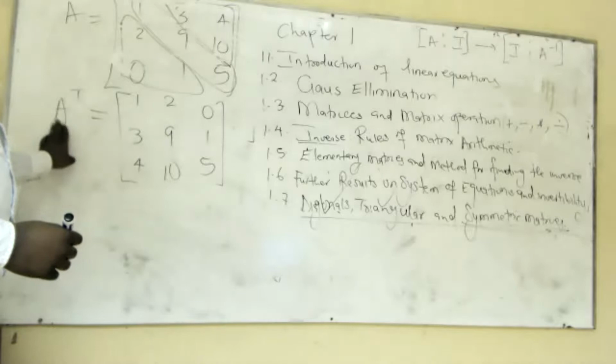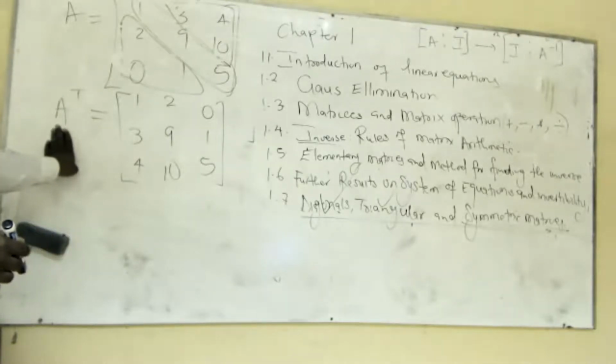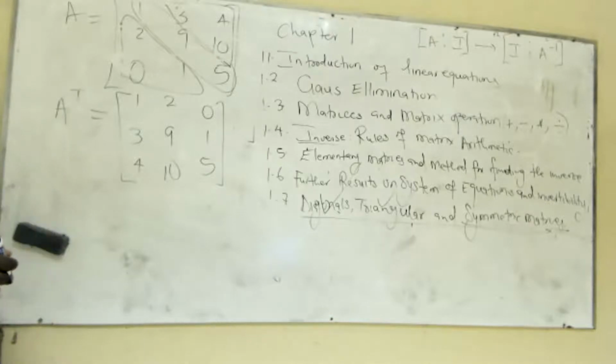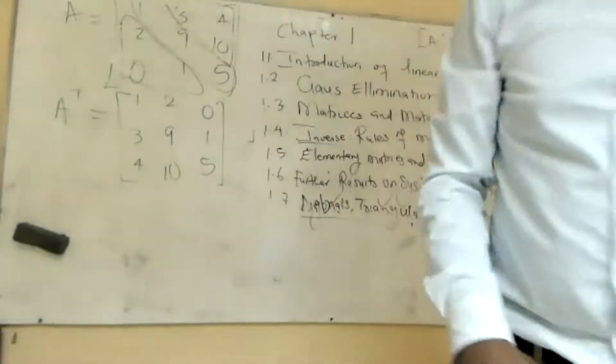Did you see how we get the transpose of A? I'm lost. I didn't see anything. I was offline. All right. Network. So where are we now?